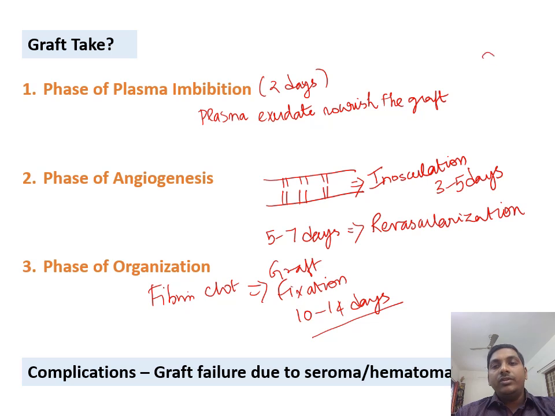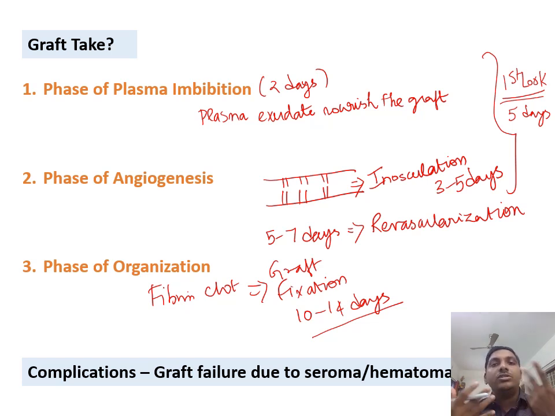That's why we do the first look, that means after complete dressing of the graft, we open the dressing after 5 days. The first look usually takes place at 5 days, because if we remove it earlier there will be some movement of the graft, the angiogenesis will not have taken place, and the chances of graft failure are going to be much higher. So that's why we take the first look at the end of 5 days.